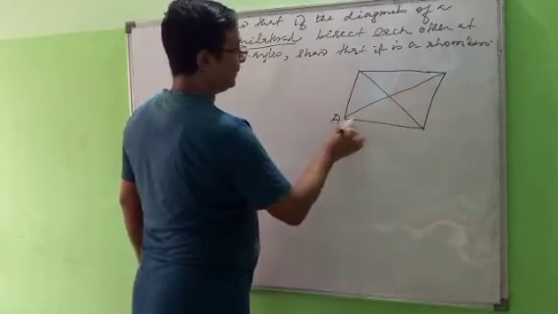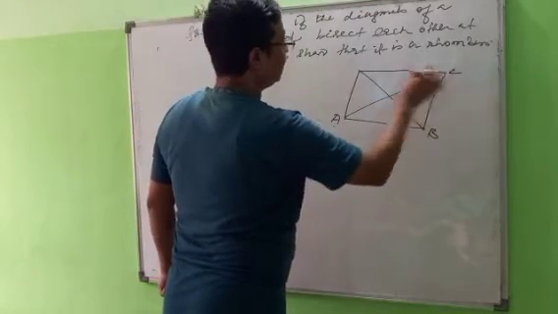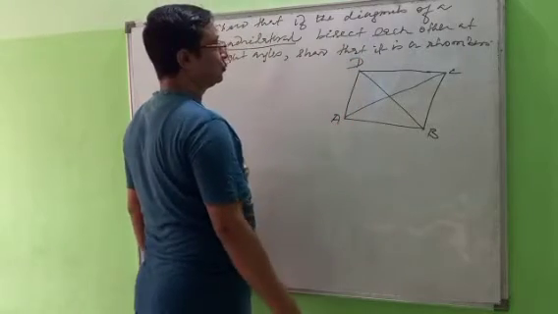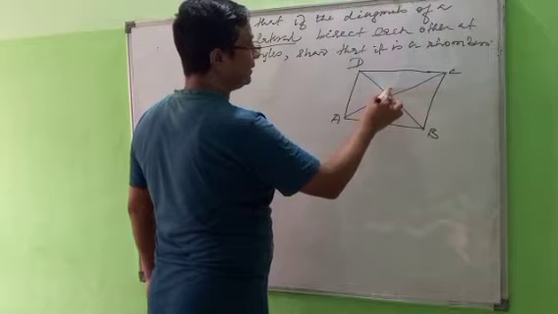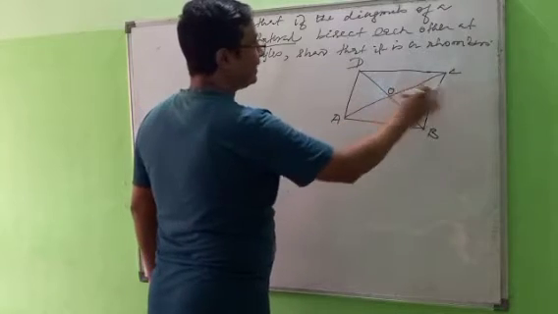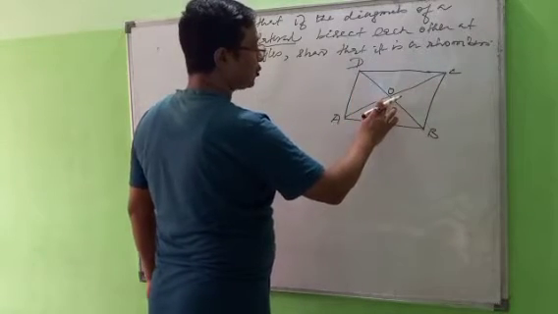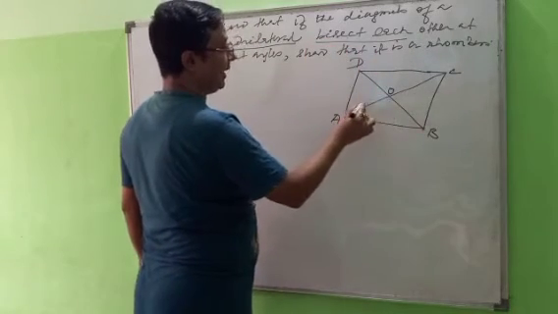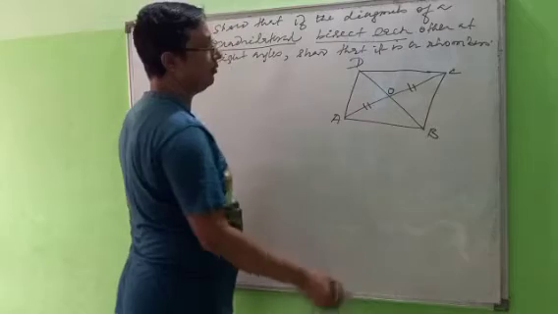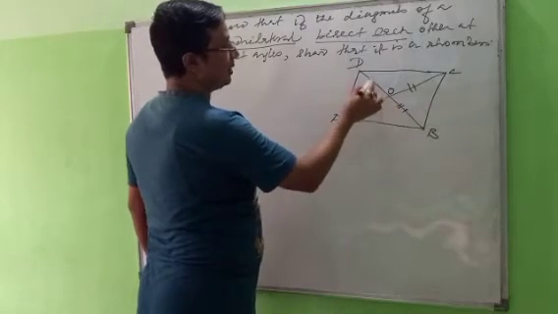So say ABCD is a quadrilateral such that the diagonals bisect. So let the diagonals AC and BD meet at O. So the diagonals are given as bisect. So here AO equals CO and BO equals DO.